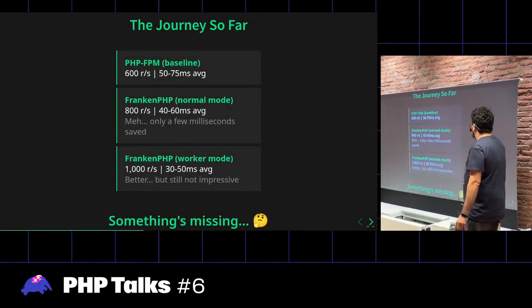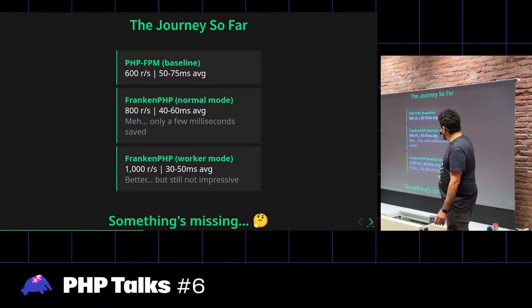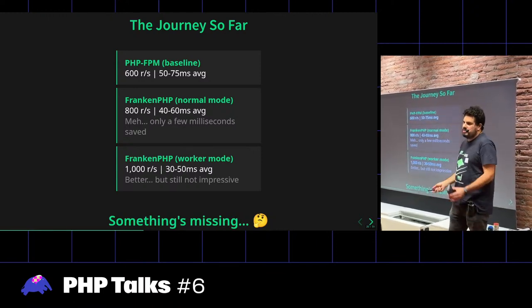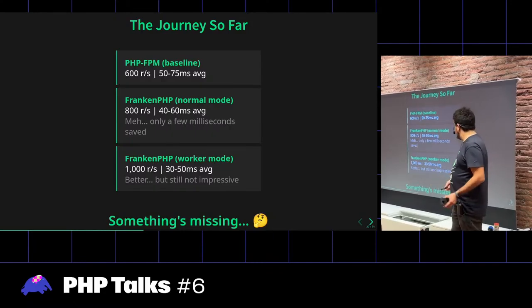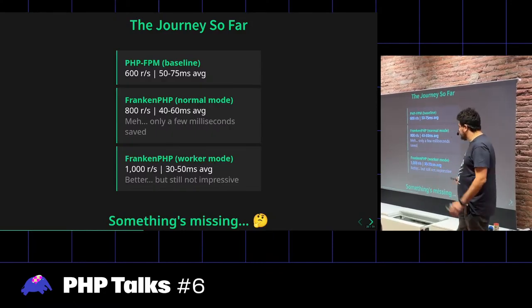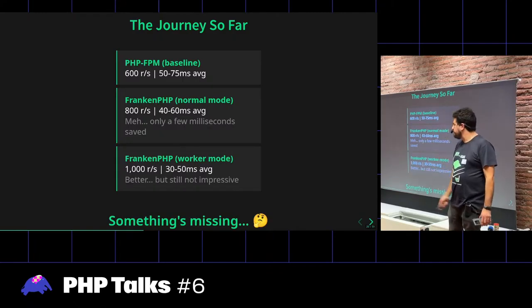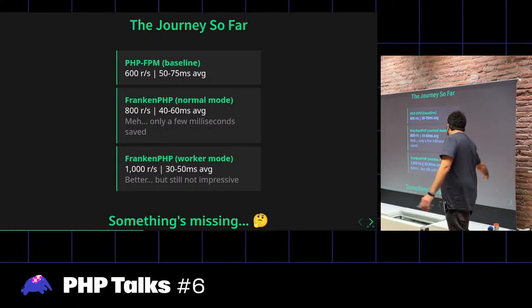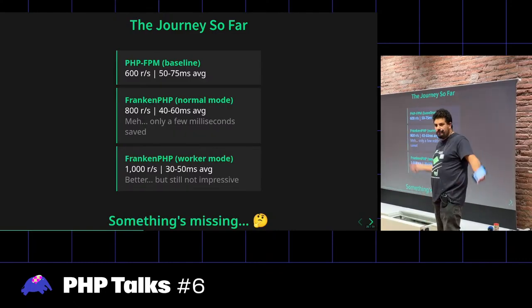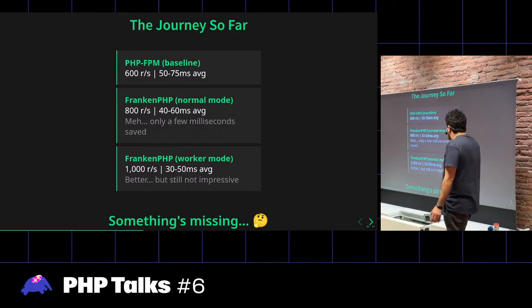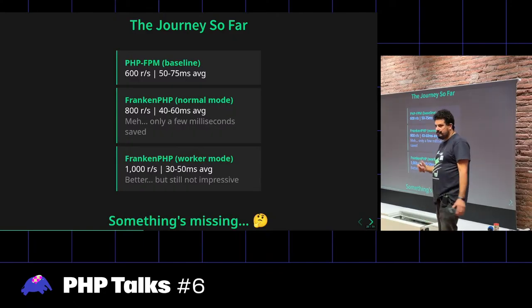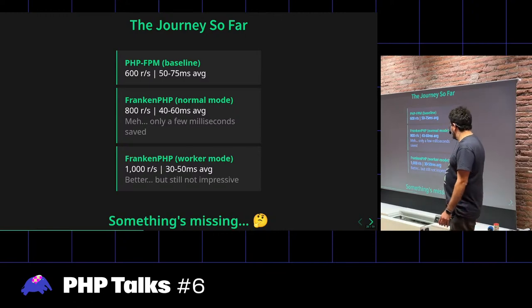So I switched to FrankenPHP in normal mode. That means it runs like PHP-FPM, a little bit faster because it's in Go. But the average was similar, so let's go with the worker mode. Everybody says that's where the real magic is. I got 1,000. Still really good, but not impressive. I was thinking I would win more. But something I missed here. I think there can be more. People talk about more.